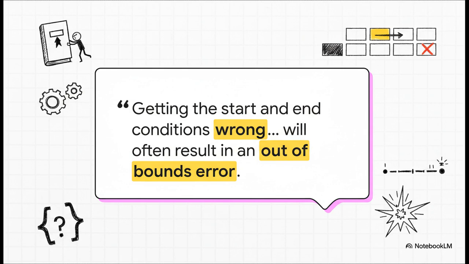And this all comes down to getting your start and end points exactly right. Being off by just one number, programmers have a name for this, they call it an off by one error, is a super common way to cause this problem. It's like trying to read chapter 13 of a book that only has 12 chapters.